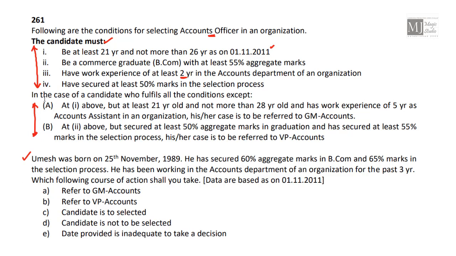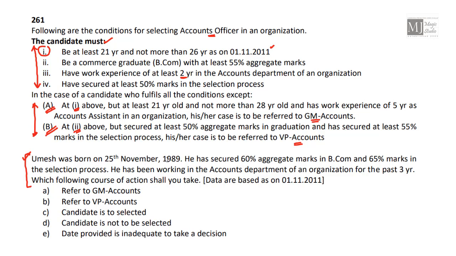And now there are substitute requirements. In the case of a candidate who fulfills all the conditions except one above, if he is not following one, then move to substitute condition A, and then it would be referred to GM accounts. If he is not following two above, then move to substitute condition B, and that can be referred to VP accounts. Let's check our candidate.